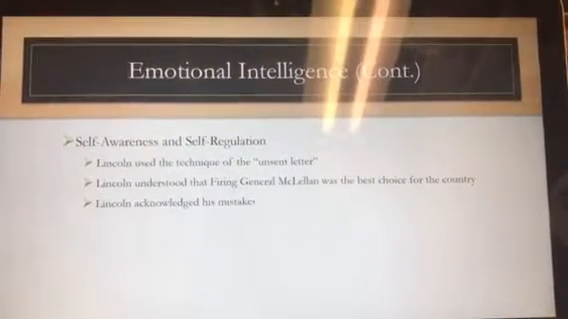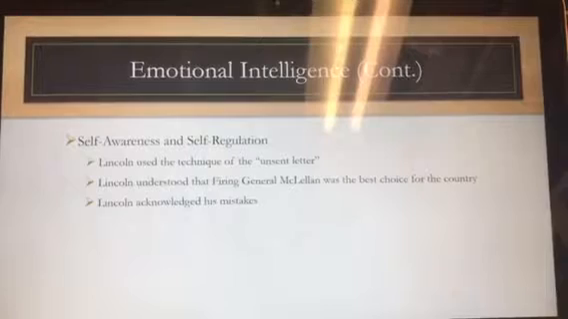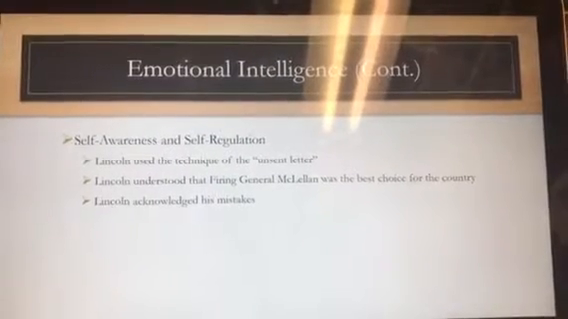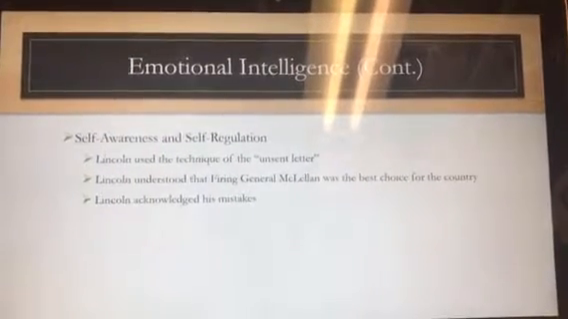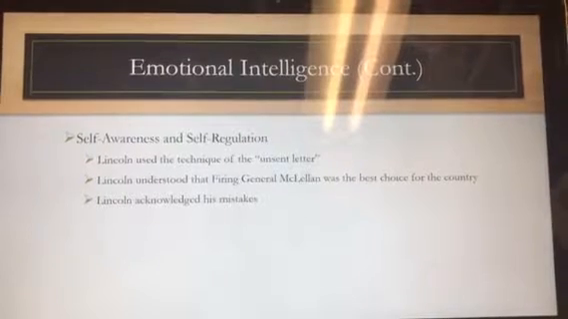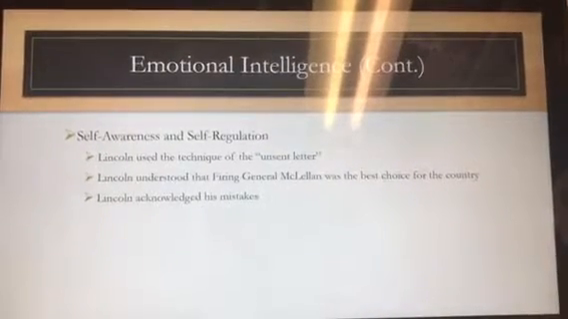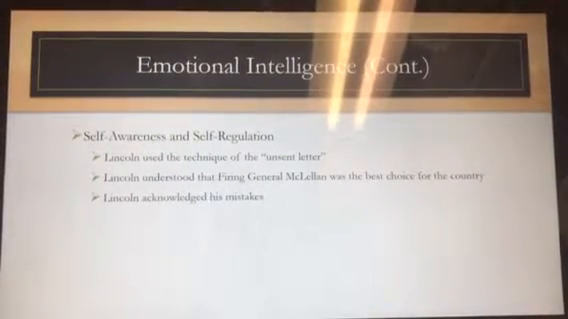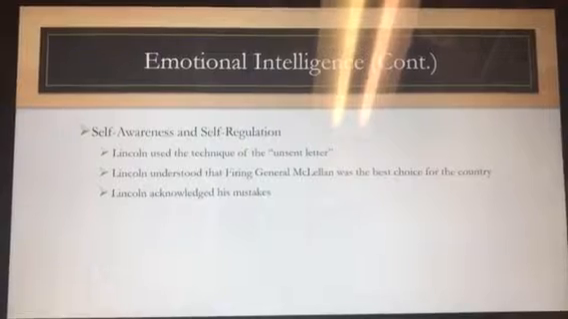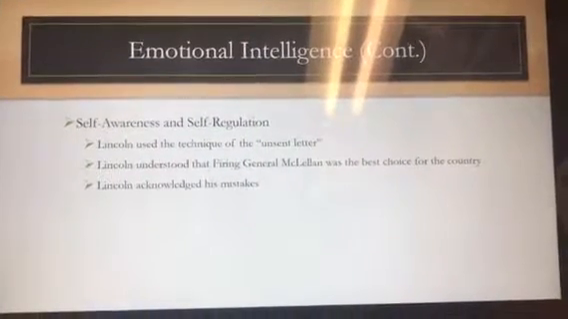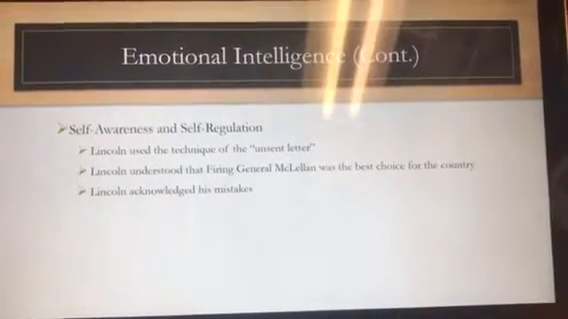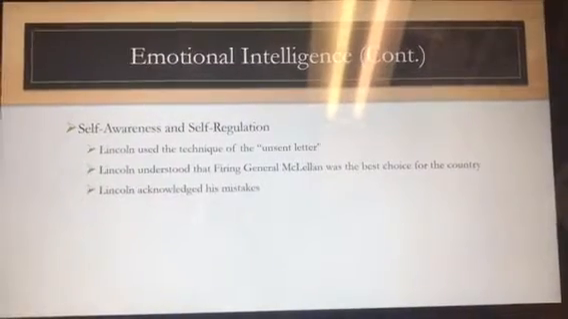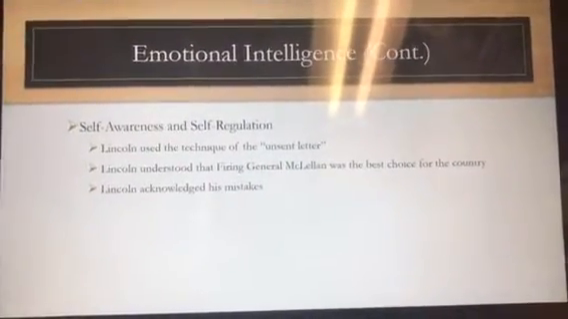Lincoln also understood that firing General McClellan was the best choice for the country. McClellan was the first Union general at a time when consistency was needed. So McClellan took advantage of this and didn't listen to Lincoln. But Lincoln understood his mistake of not firing him earlier, because the effect it had on the army were great losses among the soldiers. So Lincoln finally fired General McClellan. Lincoln also acknowledged his mistakes. He knew he made mistakes, but he couldn't dwell on them for the sake of the country.